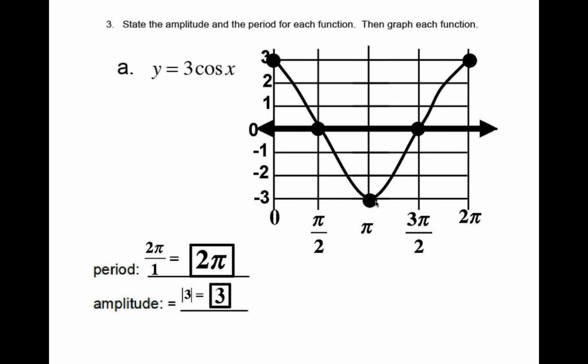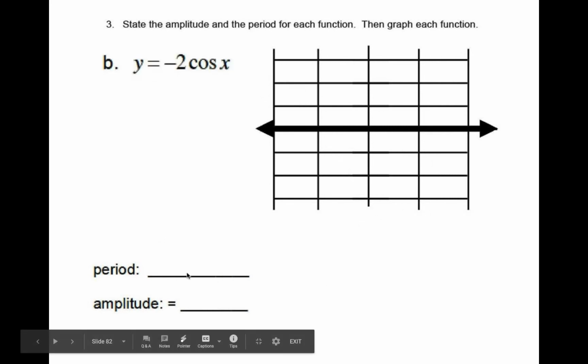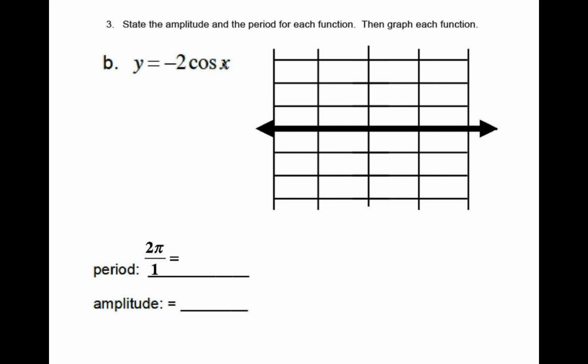So that's what your graph should look like. For b, your period is 2 pi divided by the number of x's, 1. So you're going to get 2 pi. And then your amplitude, take the absolute value of the number in front, you get 2. But because it's negative, there is a flip on the x-axis. There's no phase shift or vertical shift.